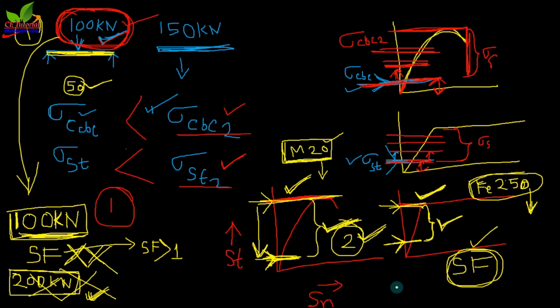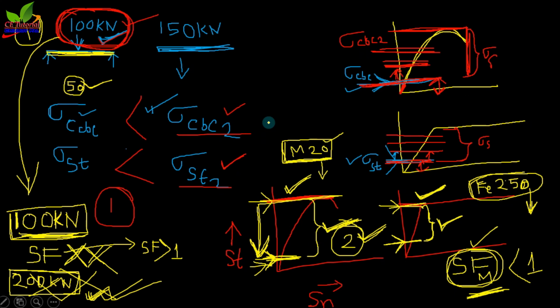And when I say the safety factor for material, it should be less than 1. When it is greater than 1, we can assume a higher amount of load, and when this safety factor is less than 1, only then can we assume a lesser amount of strength.